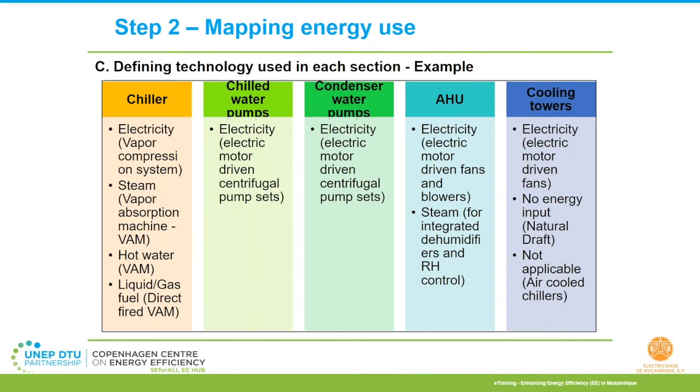Next step is to define the technology used for each component. Example for a section-wise technology catalog for ventilation and air conditioning systems is given here. So if you have a chiller, is it a vapor compression system or a vapor absorption system? If you have cooling towers, is it electric motor driven fans, that is forced draft or natural draft technologies, something like that.